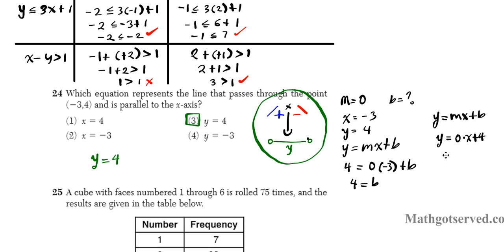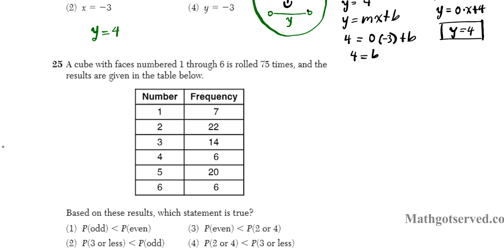0 times x is 0, so y equals 4 will be our final answer. Alright? So we can clearly see that our answer is option number 3. Okay? So y equals 4. So that goes two ways of doing the same problem. Alright? Okay, now let's move on to question number 25.